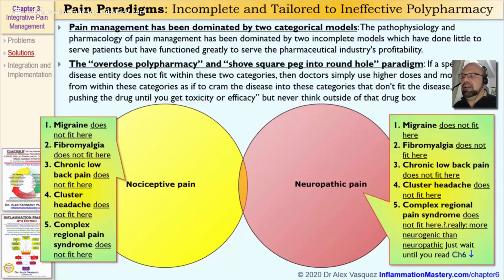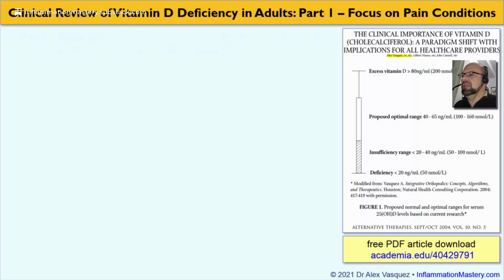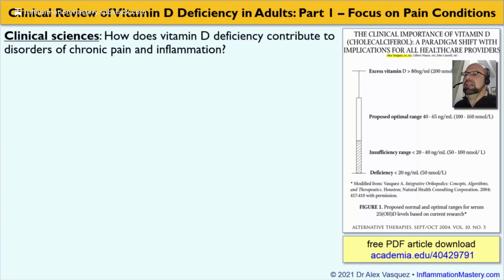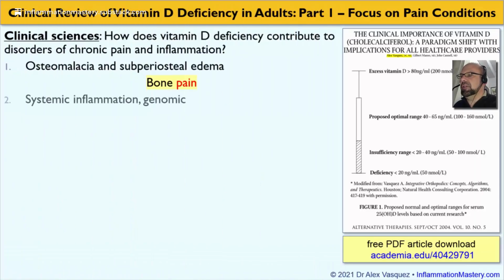So let's include that in our mix of considerations as we go on to talk about those mechanisms. How does vitamin D deficiency contribute to disorders of chronic pain and inflammation? Number 1, and I'll detail this more in just a moment, osteomalacia and subperiosteal edema. That leads to chronic bone pain, which can be in the axial skeleton or in the peripheral skeleton, otherwise known as the limbs. So back pain or limb pain can be due to vitamin D deficiency, specifically due to subperiosteal edema, which is a component of what we call osteomalacia.